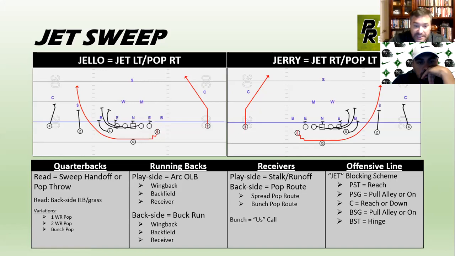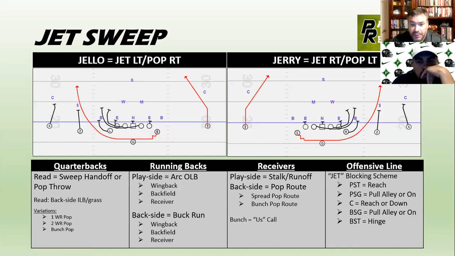Running backs on the play side are going to arc and block the outside backer. They can do it from out wide, from a wing position, or from the backfield. And then the backside is going to run. They're going to look to bounce it, bang late. We'll talk about that later. Play side receivers have to block. Backside receivers have routes; we'll talk about what those are later. And there's the offensive line, which, keep in mind, everything you do on offense should be simple for. If it's not simple for the offensive line, it's not going to work.